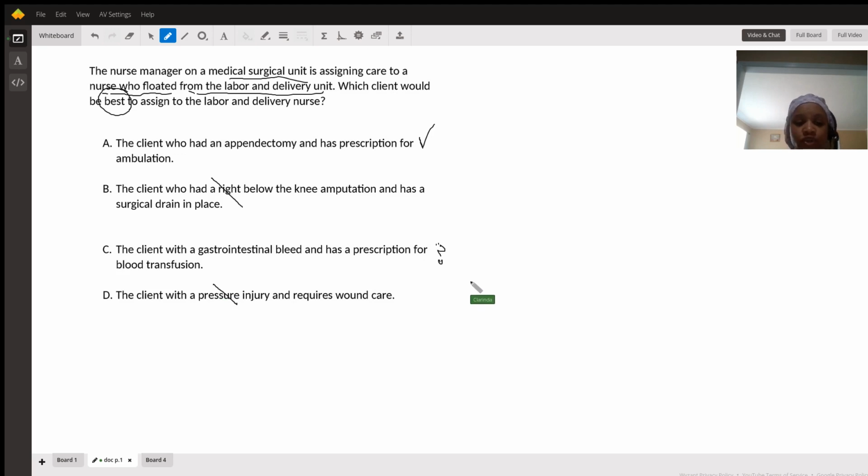Many clients I have will choose option C because they're thinking maternity, bleeding, blood transfusion, that they see a lot of blood and they just focus on that. But between A and C, who is most stable? A is more stable. That is a patient who she can take care of post-op appendectomy and get them up and assess whether they're able to ambulate safely. So we're getting rid of option C, and that will get you down to option A as your answer.